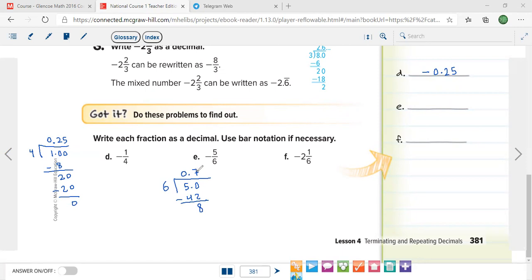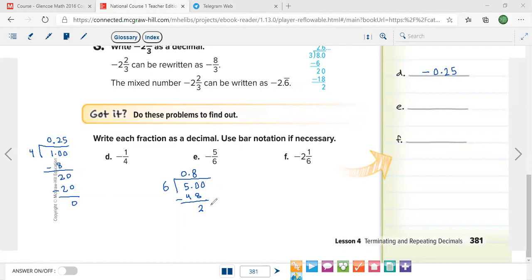Sorry, it wasn't 7, it was 8, 8 by 6 is 48. This is not 7. This is 8. And 50 minus 48 will give you 2.